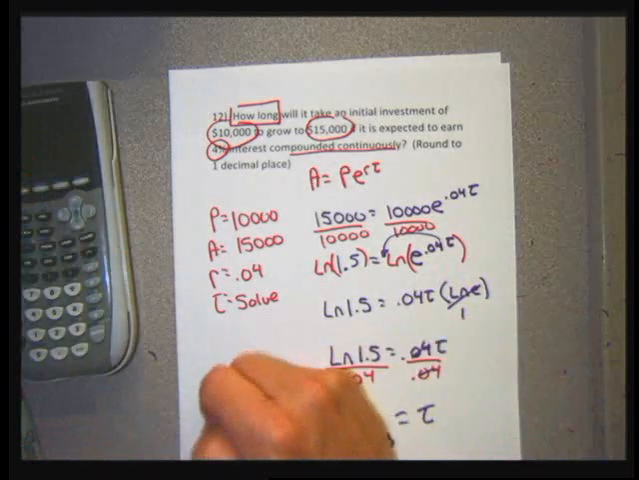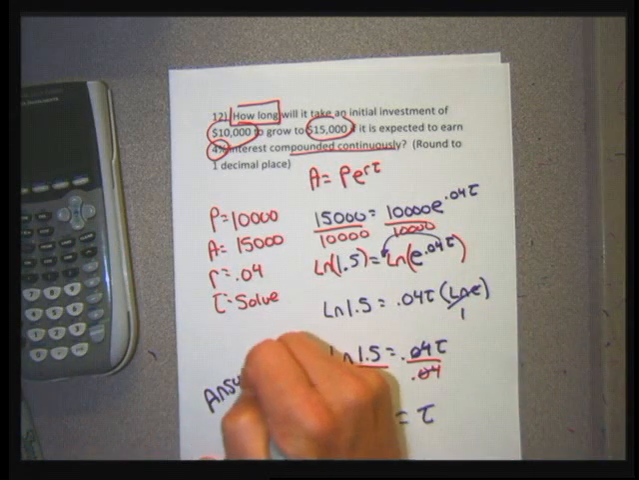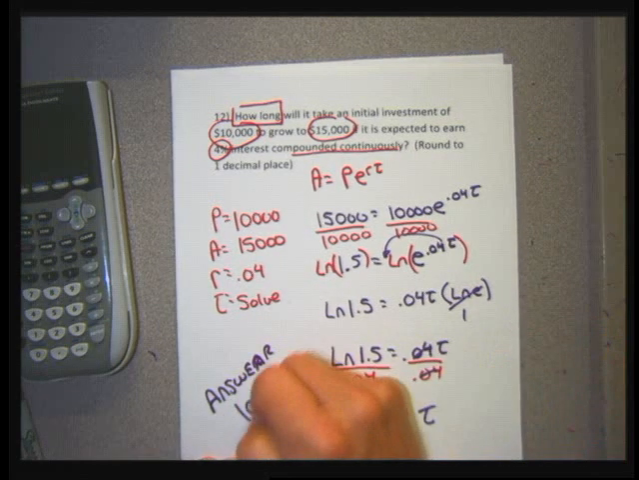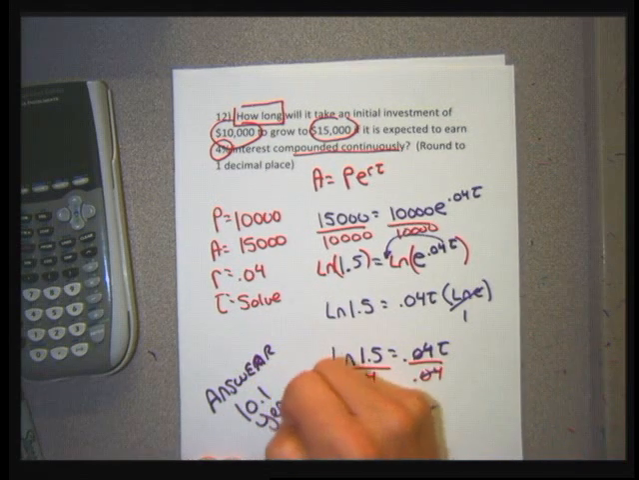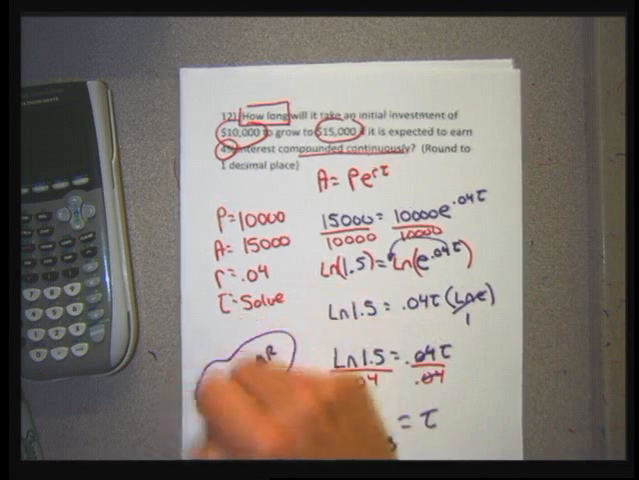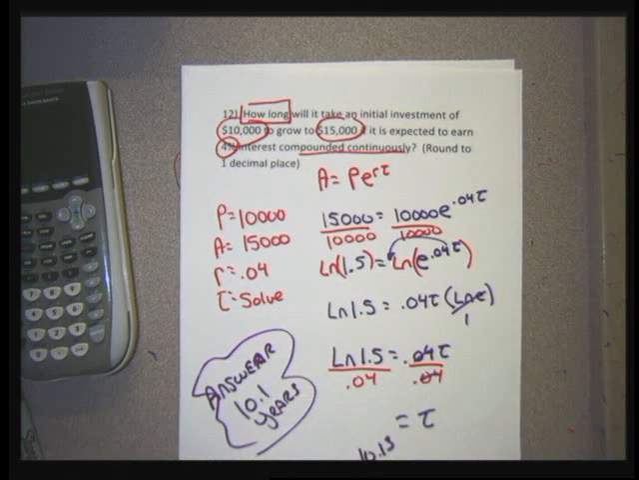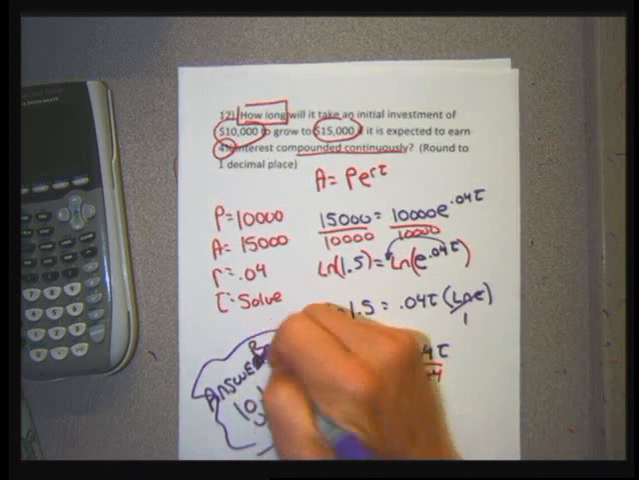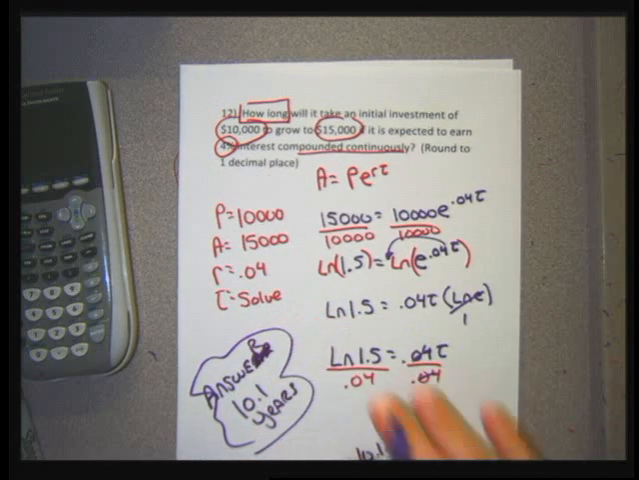So my answer for this, it's going to be time. So I'm going to tag on the word years next to my number. That 10.1 doesn't represent money. It represents the length of time to go from $10,000 to $15,000. So I'm going to write 10.1 answer. 10.1 years would be perfect.